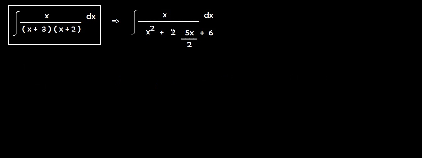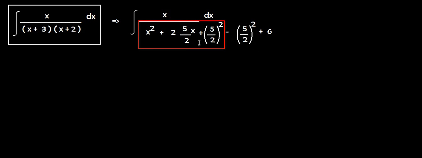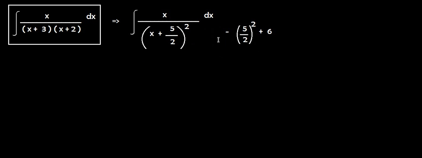Now you need to multiply 2 in the numerator and also divide by 2. 5 by 2 as a whole, and take this plus 6 to the right and add 5 by 2 whole square and also subtract 5 by 2 whole square in the middle. Okay, so now we need to take the first 3 terms and combine them all.